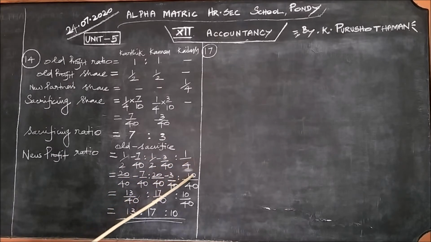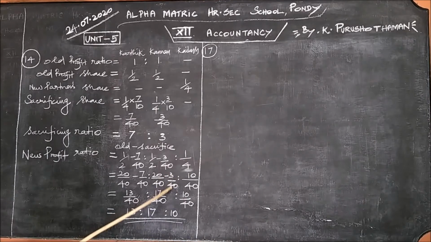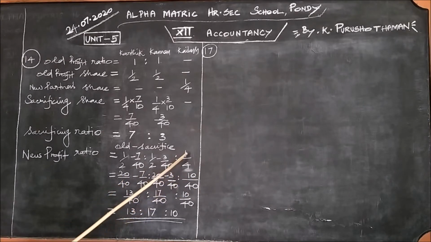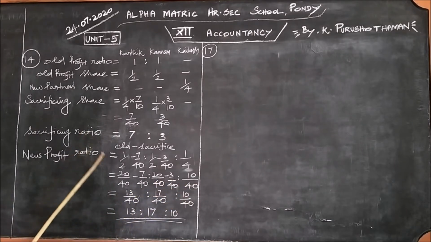This also should be converted into 40 because for comparison purposes, if the denominators are equal, it will be easy for us to compare. So you multiply this by 10 to get 40, 10 into 4, 40, 10 into 1, 10. Now you can write 20 minus 7, 13, 13 by 40, 20 minus 3, 17 by 40, this is 10 by 40. Since the denominators are equal, we can write the numerators 13:17:10, that is the new profit ratio.